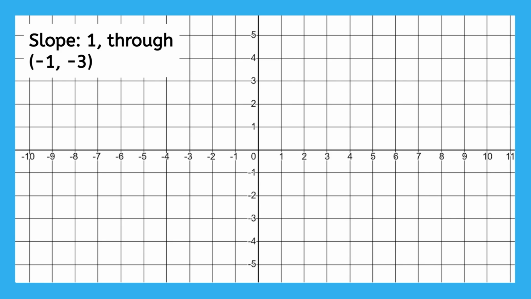This time, our starting point is -1, -3, right here. We want a slope of 1, which is the same as 1 divided by 1. So from our first point, we go up 1, because now it's a positive slope, and right 1. So here's our new point.